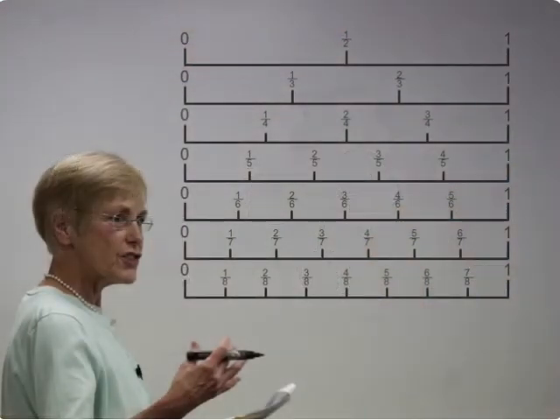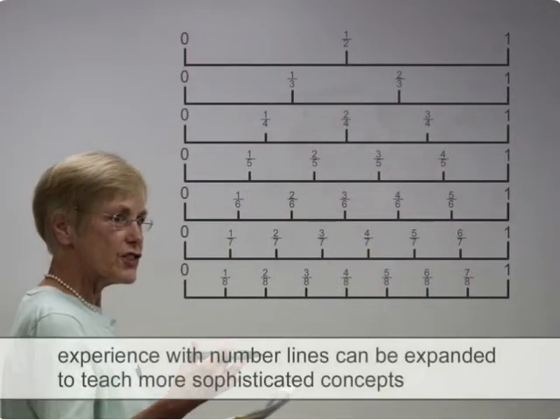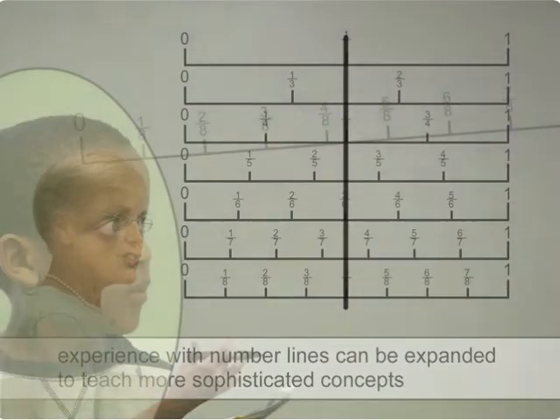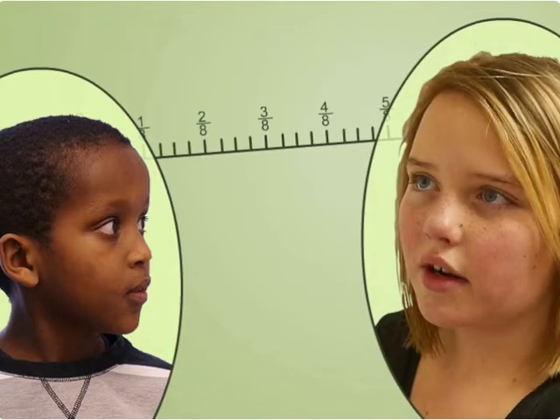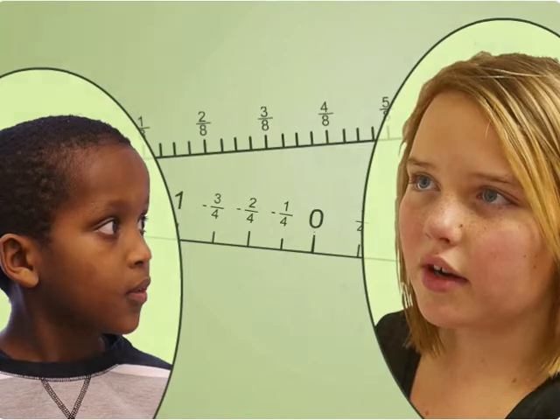As students progress, their experience with number lines can be expanded to teach more sophisticated concepts related to rational numbers. For example, that equivalent fractions describe the same magnitude. The number line helps students understand that there are an infinite number of fractions between any two numbers. And for older students, number line experiences will come in handy when they are introduced to negative fractions.